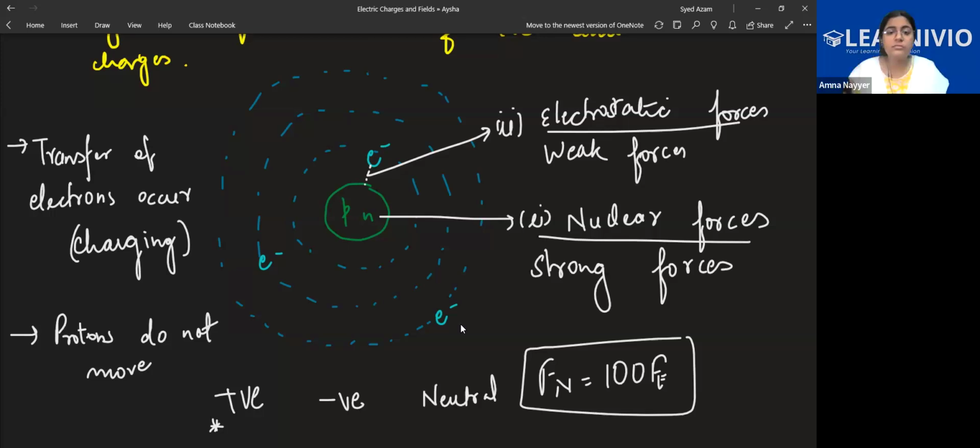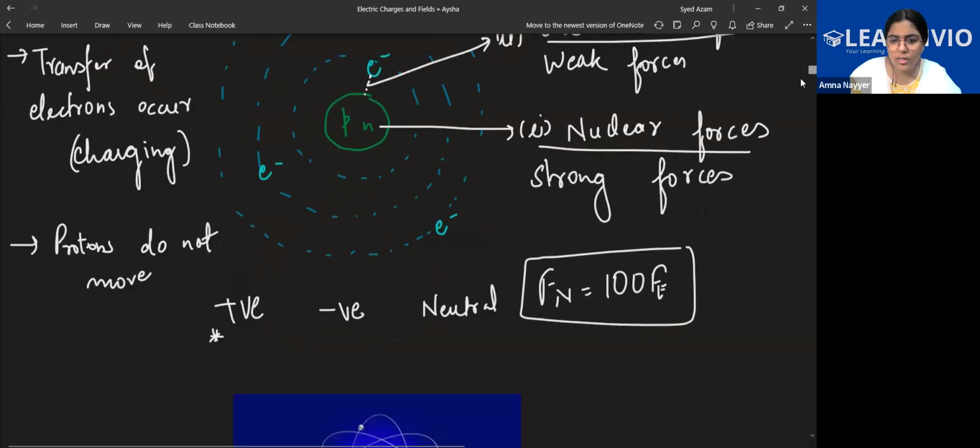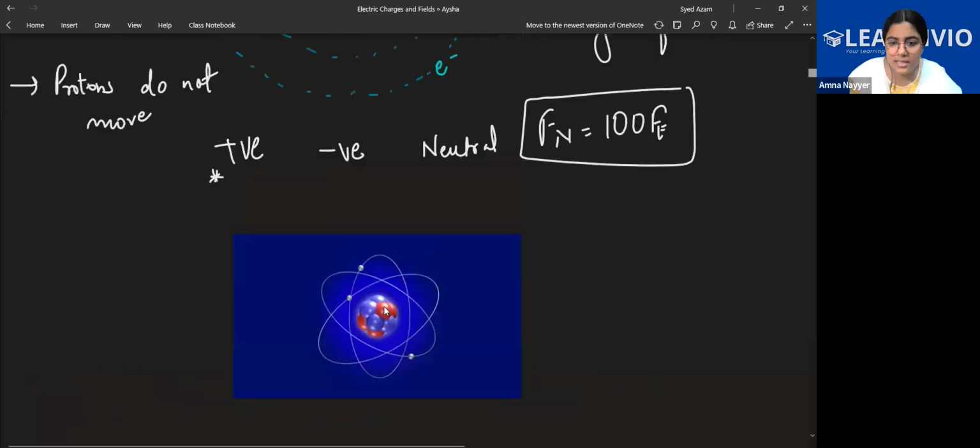So you got this whole concept. Why do we say a body is called positive or negative? This is the mechanism. And I'll show you a real picture of an atom. Look at it. This is how the central core is present, which is the nucleus. Here you have protons and neutrons. So this is your nucleus. And these are how the orbits of the electrons are present. These are the electrons. So this is how the atom is moving.